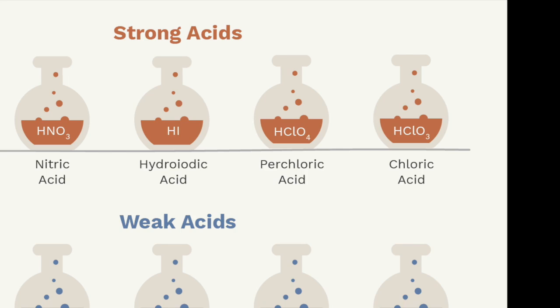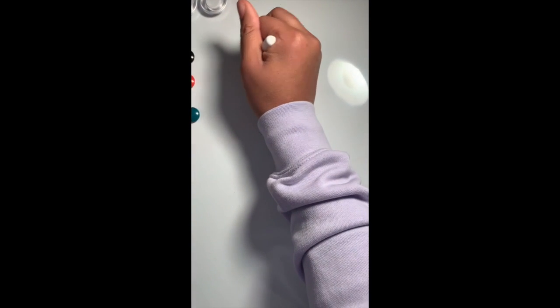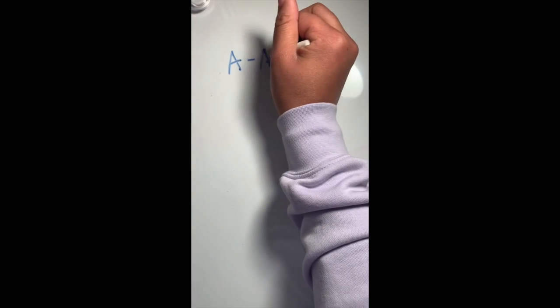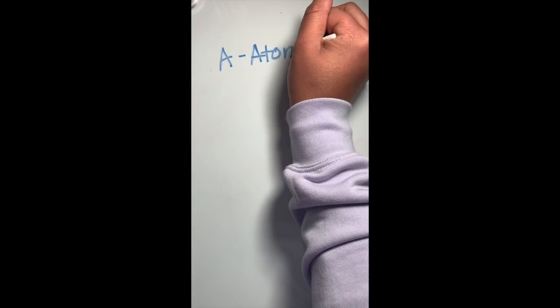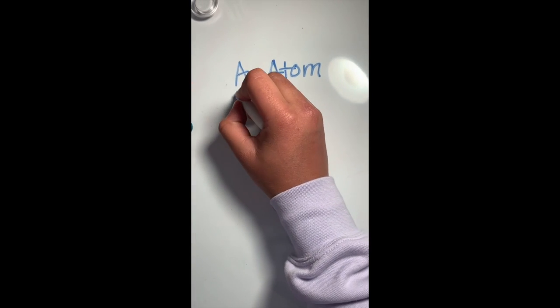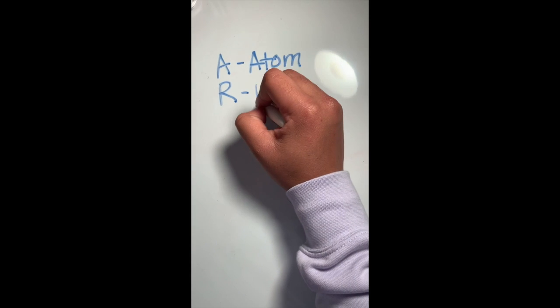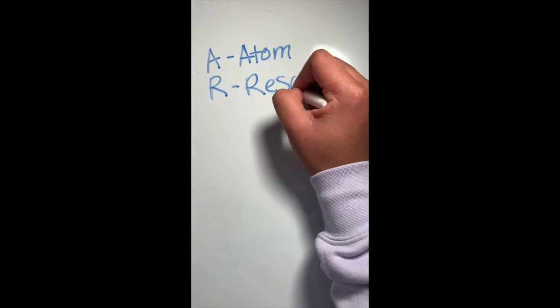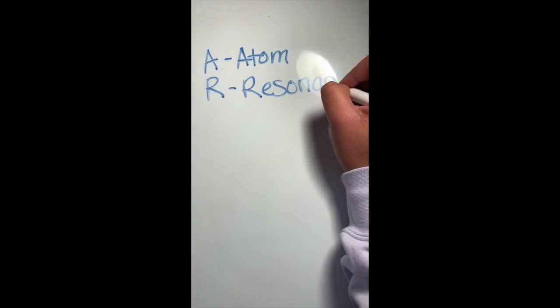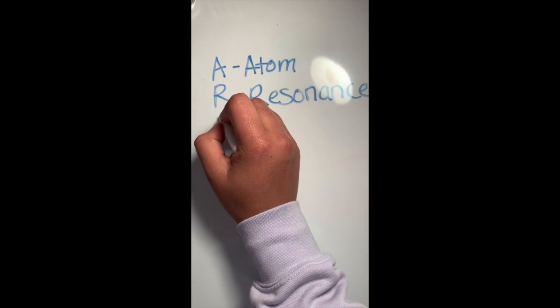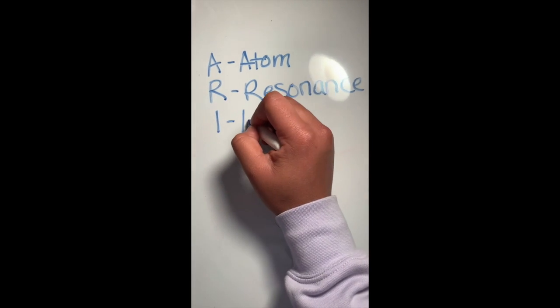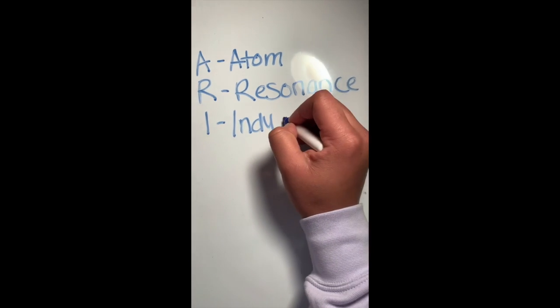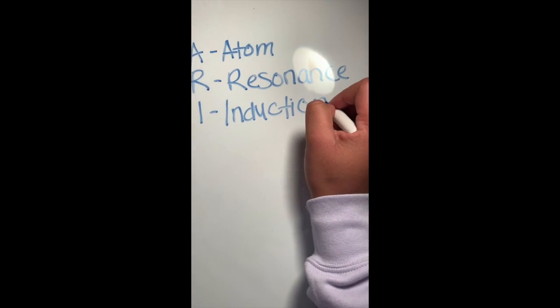To use ARIO, it is best to look at the acid's conjugate base. The more stable the conjugate base is, the stronger the acid is. ARIO stands for A, atom: which atom bears the charge. The larger and more electronegative atom that bears the charge will come from a stronger acid. R, resonance: is there any resonance that will make one conjugate base more stable than the other?